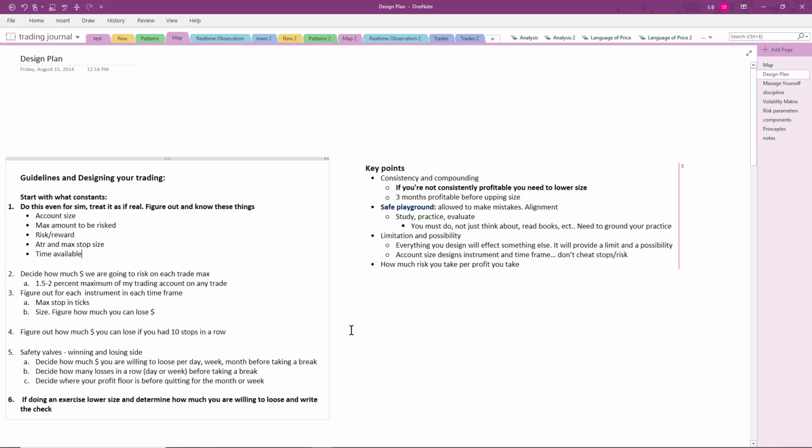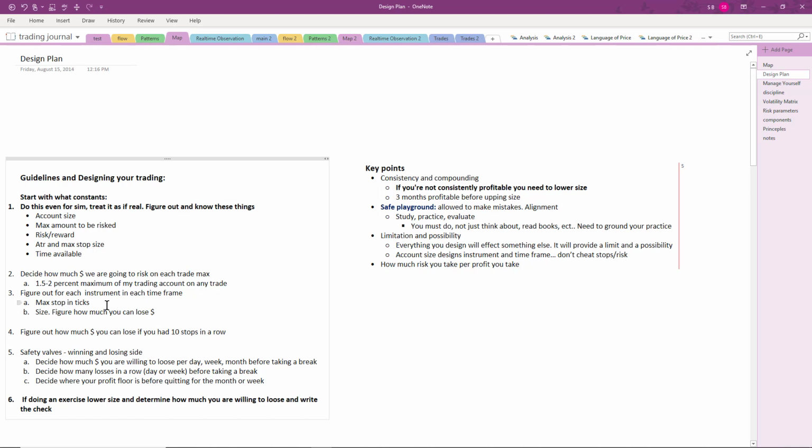For example, I trade the Euro 20-minute, I trade the S&P E-mini tick chart, and then I can work out the maximum stops in those instruments, in those time frames. And we'll be talking about that in a minute. From this information, I can figure out how much I'm going to lose per trade and size myself accordingly.